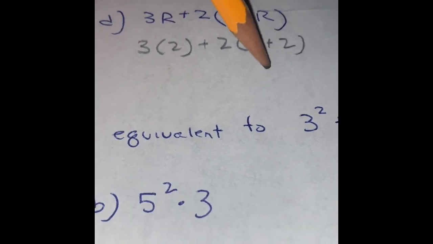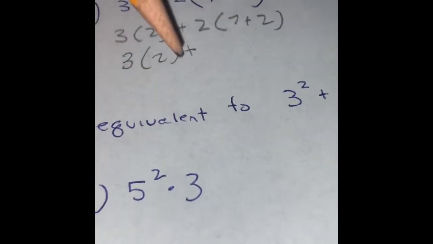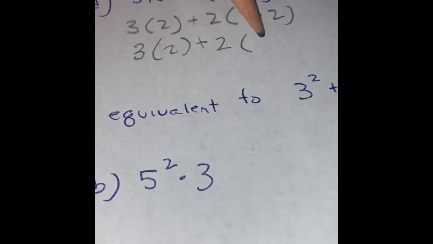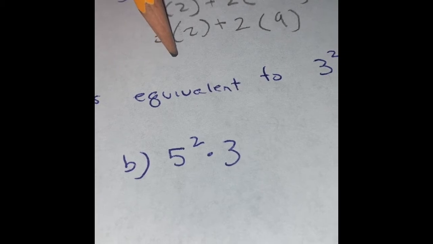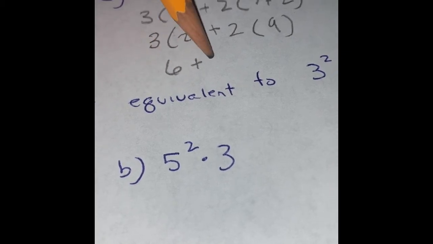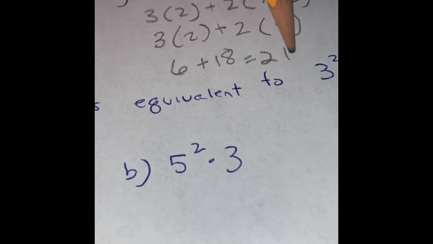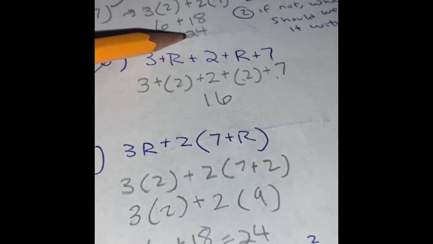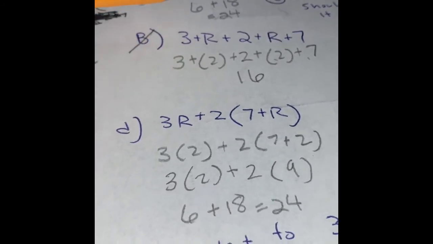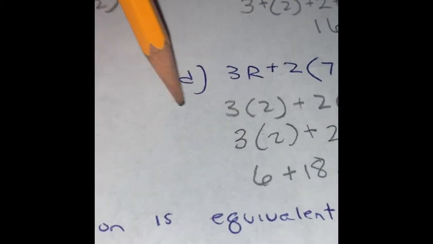Lastly, on answer choice D, we're going to do the parentheses first. Now we have 3 times 2 is 6, plus 2 times 9 is 18, and 6 plus 18 is equal to 24. That is the number that we originally started with when we replaced the variable with 2. So that one matches up. That is our correct answer.